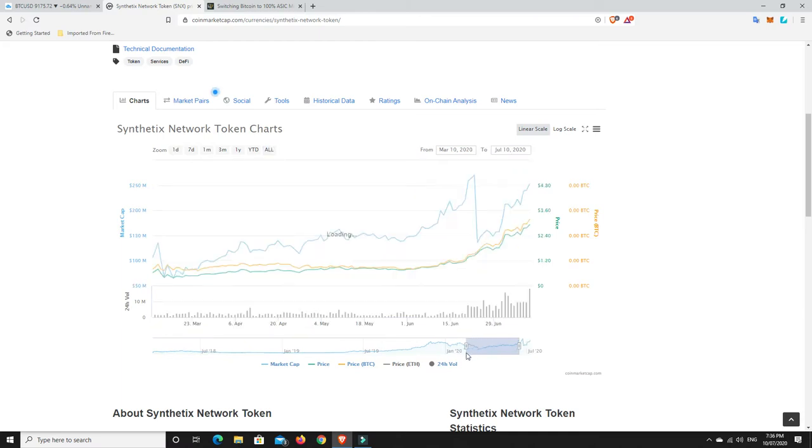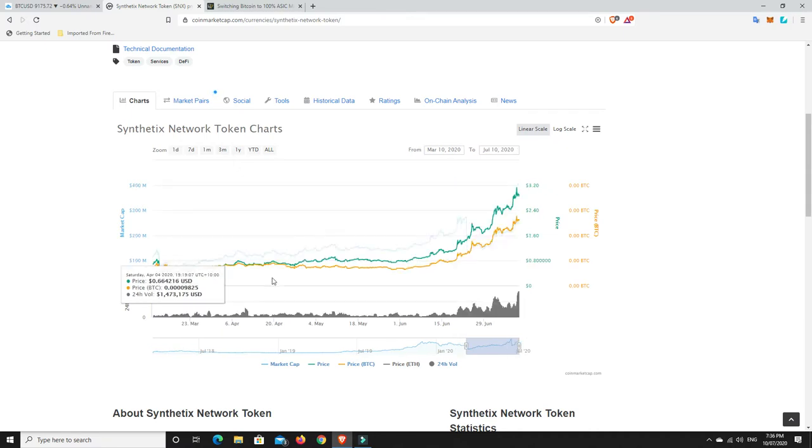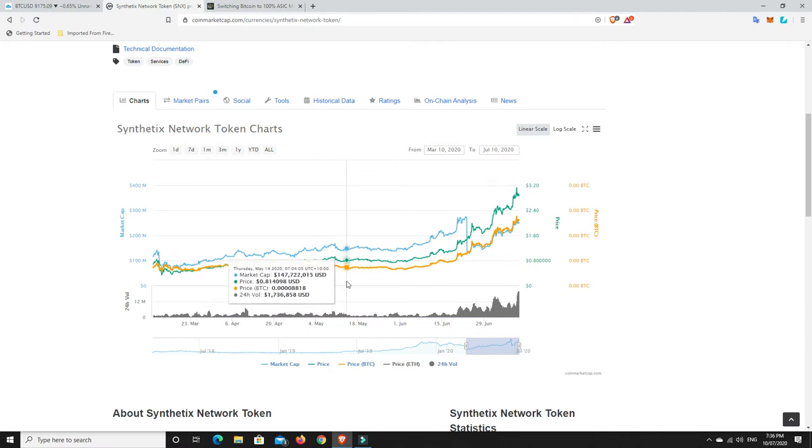So let's bring this in a little bit, and we can see the run it's done since the big crash. Obviously the big sell-off, the pandemic and all the rest of it. There we go, it got down to 44 cents, and it has been on an absolute run ever since, particularly in the last month or so. Who knows where it can go?